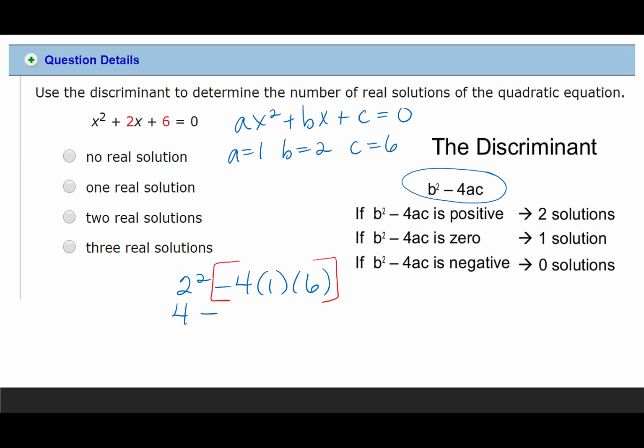And now multiply this as a group. And I encourage you in class to use the minus 4, just use it as a negative 4. Negative 4 times 1 is negative 4. Negative 4 times 6 is negative 24. And then combine those two numbers together. Combine negative 24 and 4. That will be a negative 20, which means the discriminant for this problem is negative, which is no real solutions. So we'd select the first answer choice.